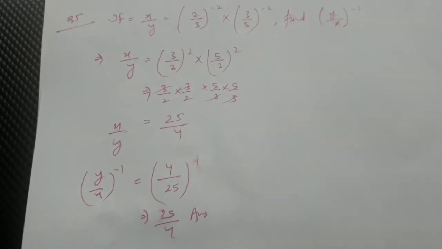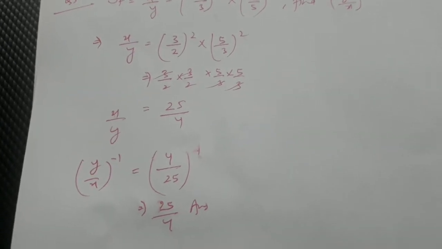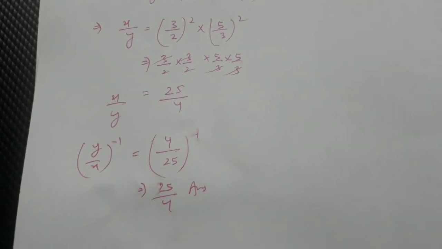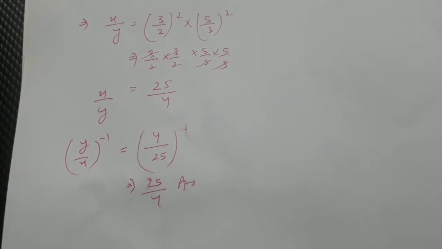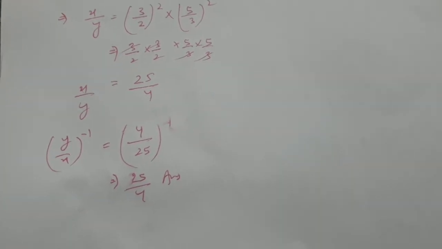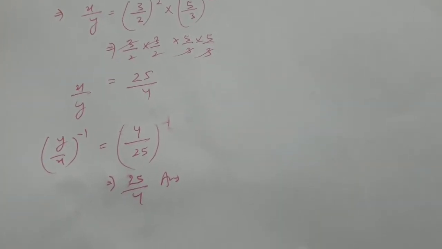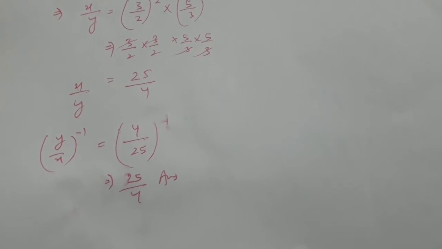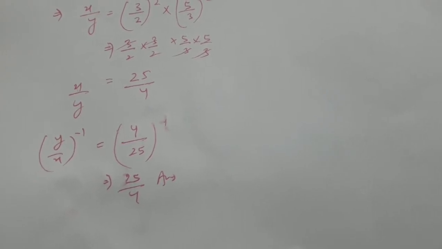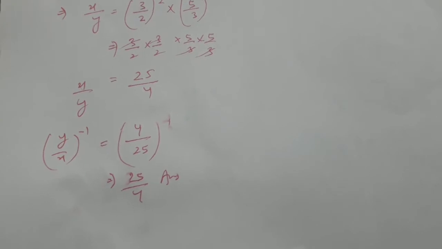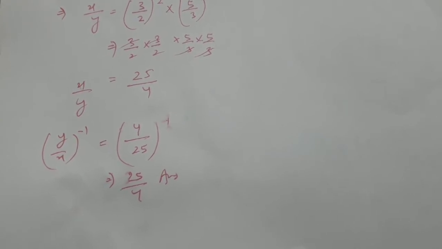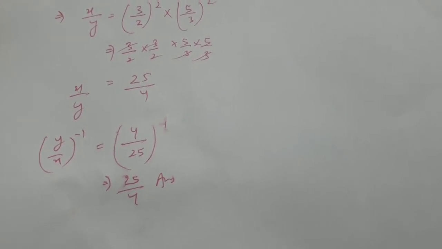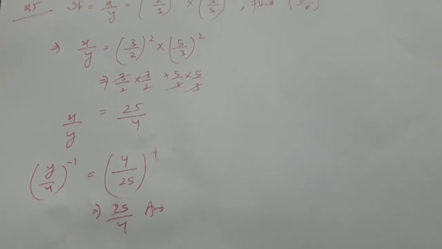Now we have to find (y by x) raised to the power minus 1. So x by y equal to 25 by 4, so y by x would become 4 by 25, raised to the power minus 1. For the removal of the negative sign from the power, we will reciprocate 4 by 25 as 25 by 4, which is the answer of question number 5.